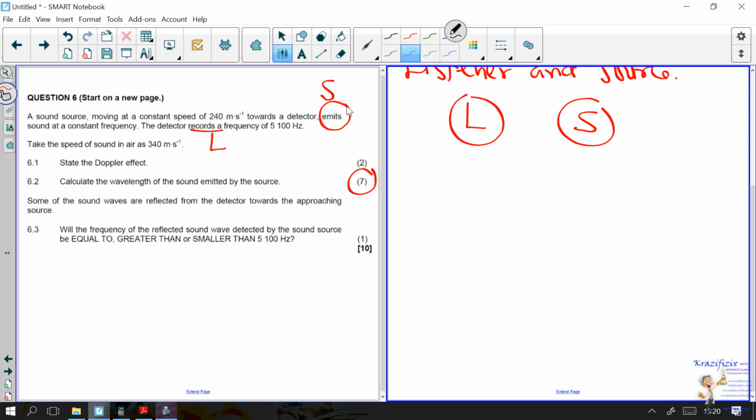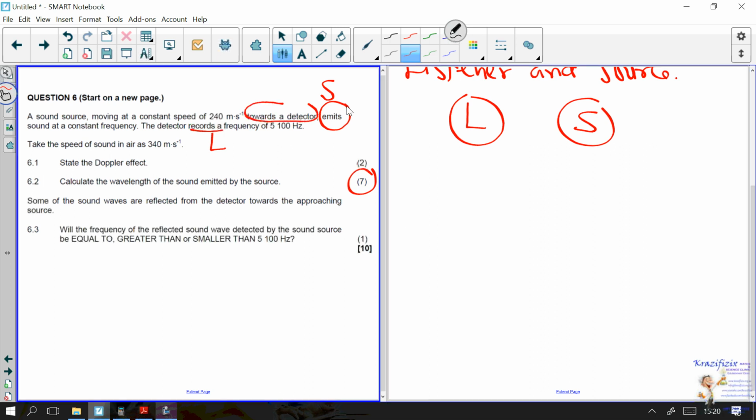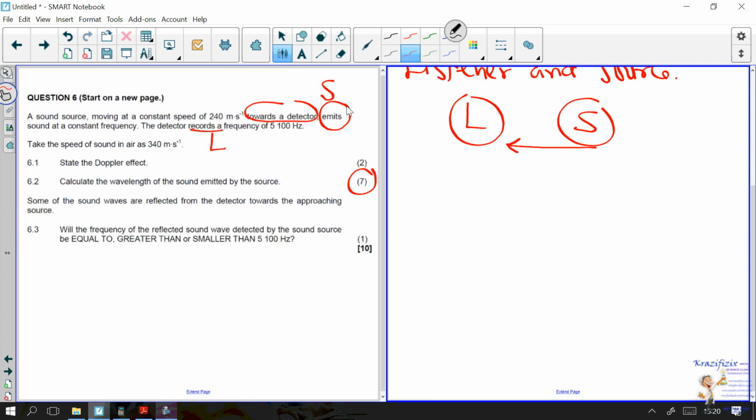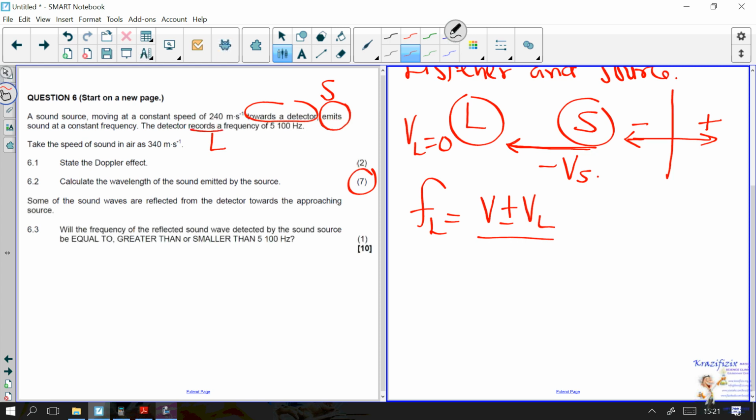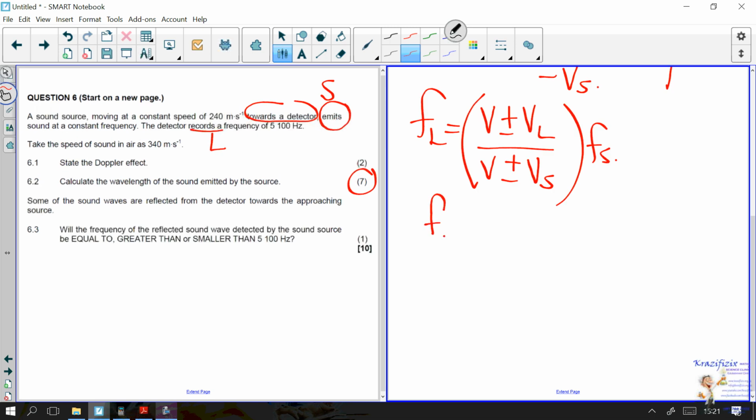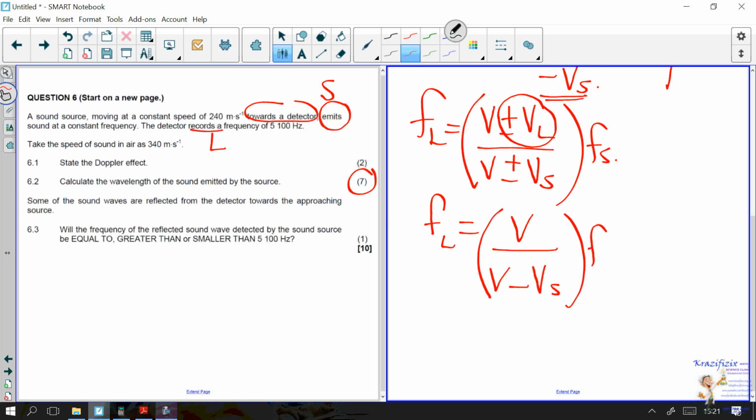Always, it is LS. The listener must be before the source if you want to use this method. A sound source moving at a constant speed towards a detector. The source is moving towards the listener. Why am I doing this? I use my Cartesian plane. If I'm drawing a graph, this is positive and that will be negative. Now, my VL is equal to 0. Check this arrow. It looks like this, so this becomes a negative Vs. Formula: FL equals (V plus or minus VL) over (V plus or minus Vs), everything multiplied by Fs. I am going to re-edit this formula. The listener is 0, so I will exclude it. For V, I'm using a negative Vs, everything multiplied by Fs.